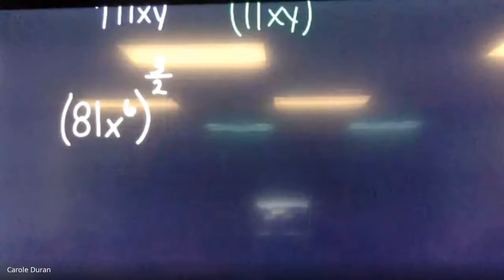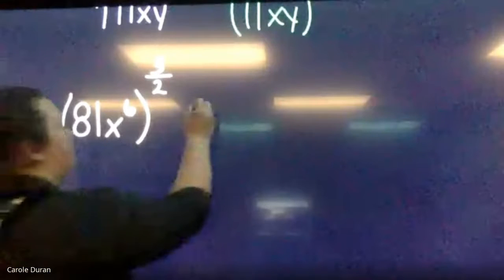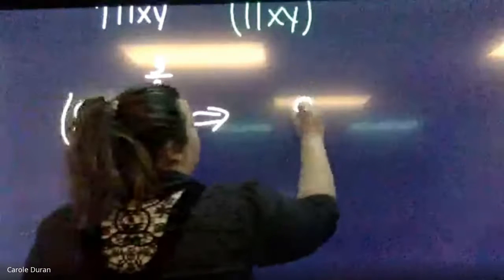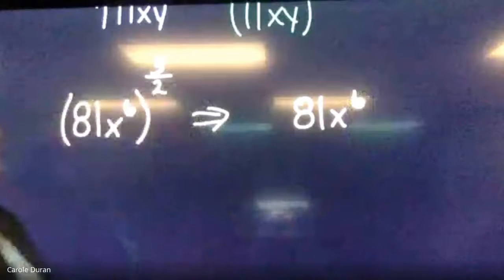Okie dokie. So what we're going to start with is changing this into radical form. What is this going to be in radical form? What's going to go on the inside of my radical? x^6, right? Then what?